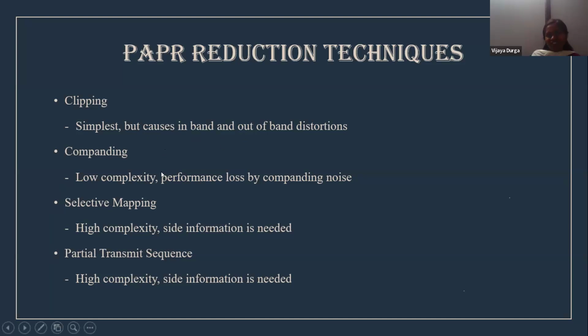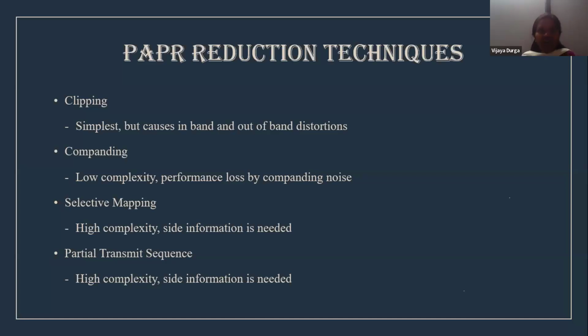To eliminate this, we go to companding. As the name implies, companding is compression plus expanding. Companding offers low complexity, but it also suffers from companding loss, though that is okay depending on the parameters. There are companding parameters. For example, there is mu-law companding, A-law companding, and exponential companding; many companding techniques are there.